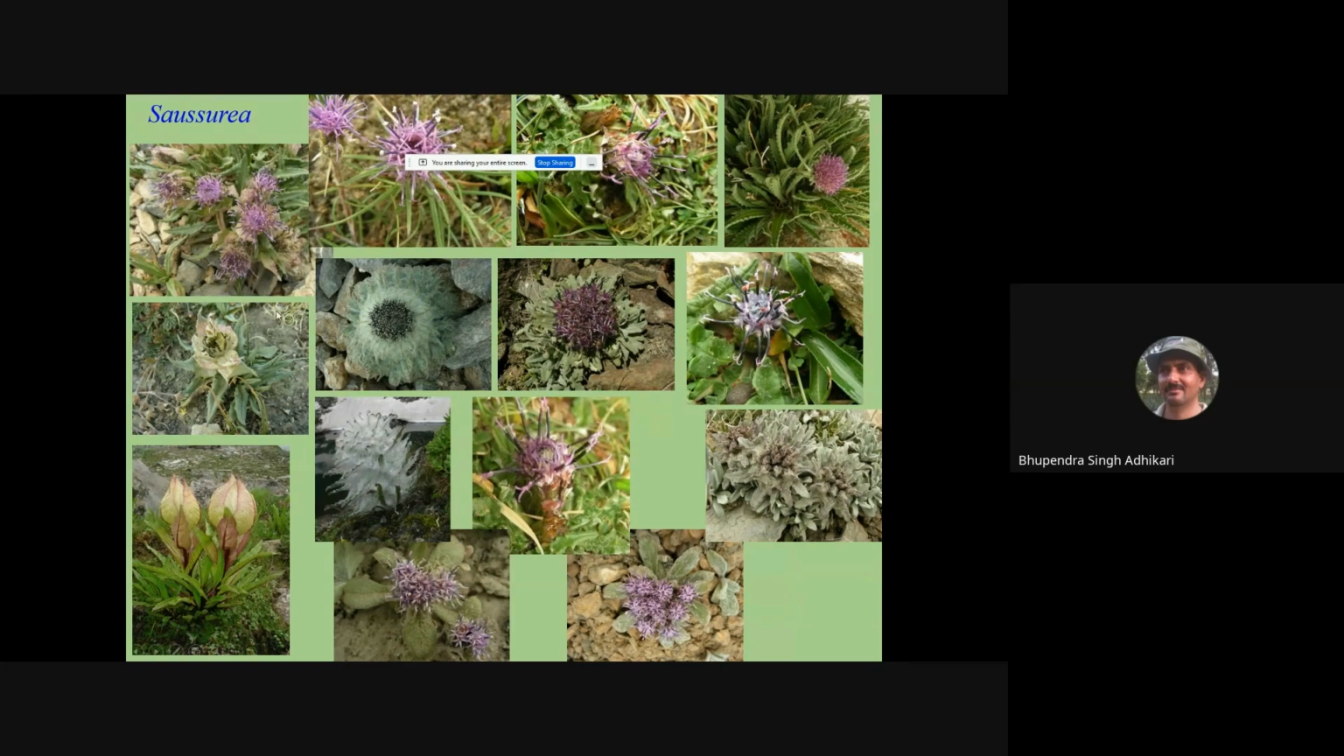Similarly, in case of Sosulia, in the western part, there are 62 species of Sosulia found in India, and in the world there are 400 species. Jammu and Kashmir has 41 species of Sosulia. In Sikkim, 33 species. In Uttarakhand, 30 species. Himachal Pradesh, 26 species, and Arunachal Pradesh, only 50 species. So towards dryness, the diversity is more of Sosulia as compared to rhododendron.